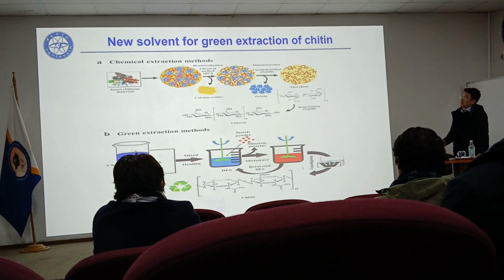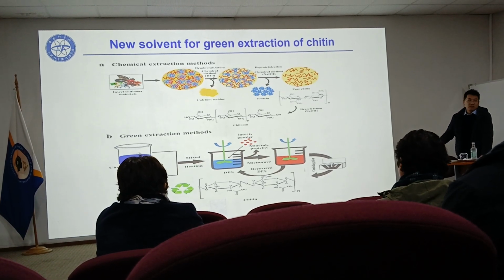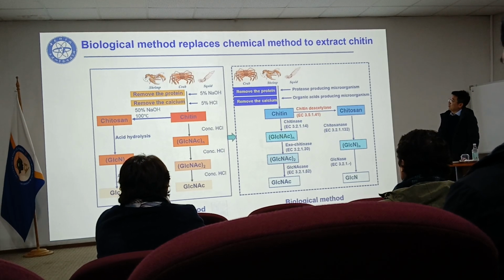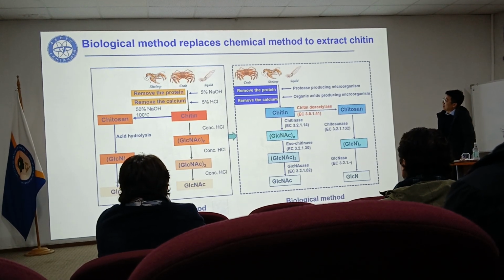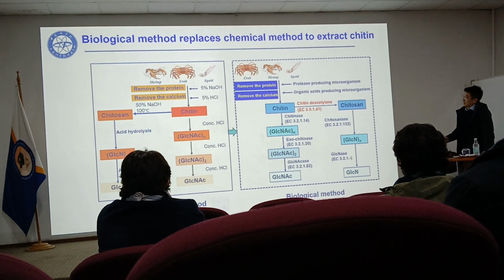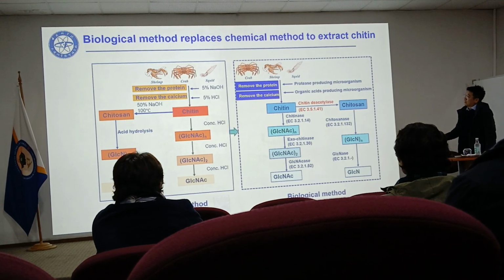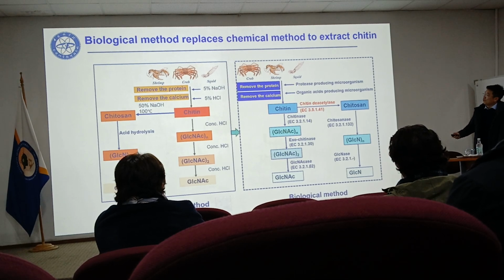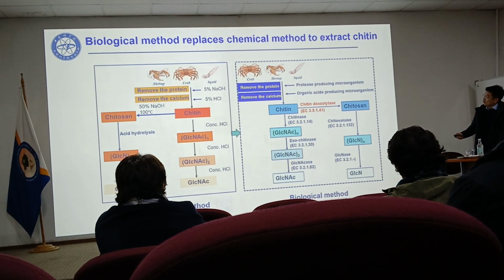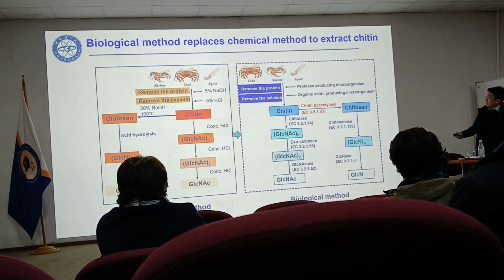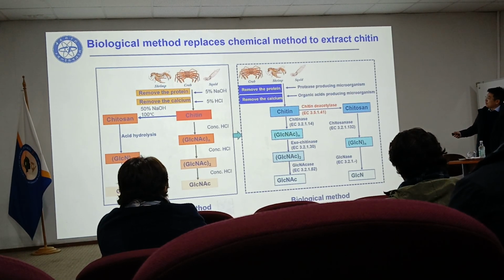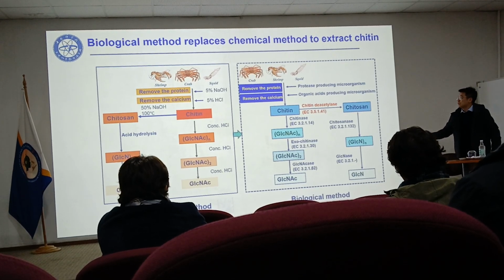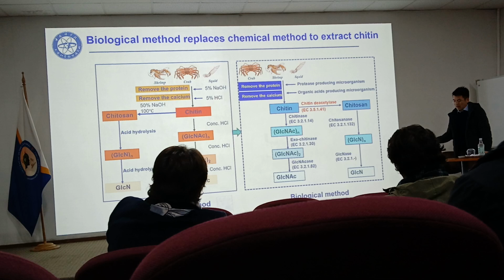I think it is not a success for industry now, it's just in the lab. Also, besides the chemical methods, there are some biological methods to get chitin from the crab shell. We can use enzymes to remove the protein, and also use organic acids and producing microbes to remove the calcium. We do this in the lab. It also has high activity.